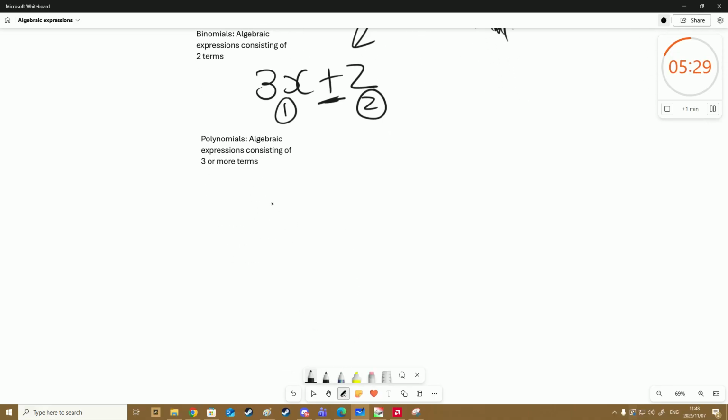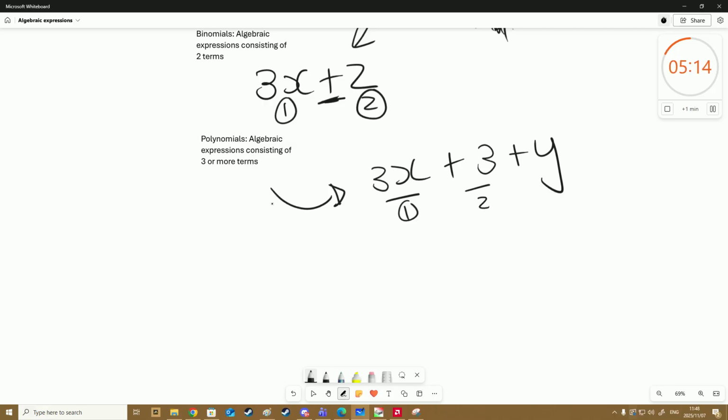Polynomials are algebraic expressions consisting of 3 or more terms. So when you have something like this, there are 3 terms, 1, 2, and 3, separated by the pluses. We call this a trinomial. And anything more than or equal to a trinomial is called a polynomial.